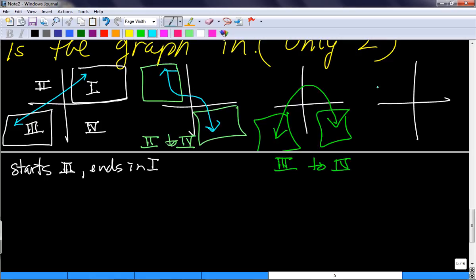Okay, here's a tricky one now. This is a parabola, but it's a very skinny parabola. This is not straight up and down. It's a parabola. So you have to consider what would happen to the far left and the far right. Which quadrant? You can only pick two.